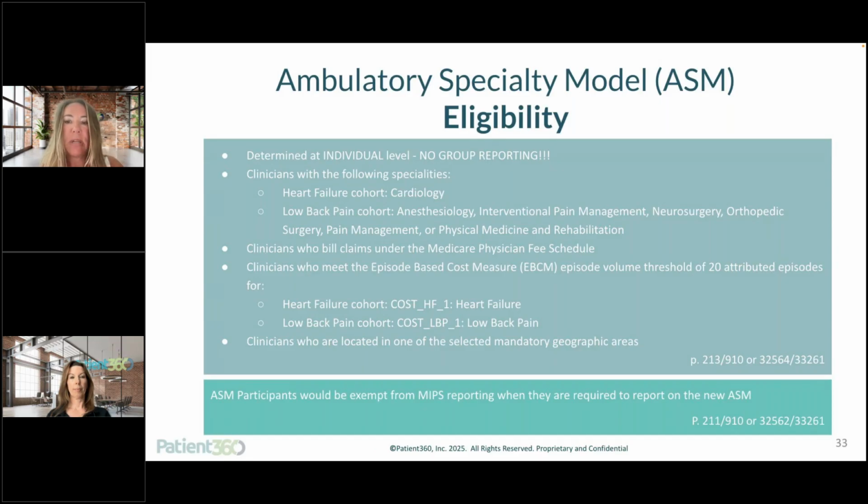Next, the clinicians must meet the case minimum of 20 attributed episodes for the MIPS episode-based cost measure applicable to the cohort 2 years prior to the performance year. For example, a cardiologist who has at least 20 episodes attributed to their NPI-TIN combo for the MIPS heart failure cost measure here in 2025 would meet this eligibility threshold for being an ASM participant in 2027.